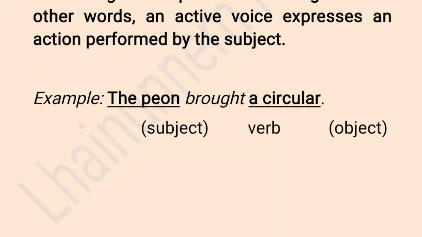Now let us see the example given there. The peon brought a circular. Here in this sentence, the subject, the peon, does an action of bringing the circular. So this is an active voice because it expresses an action which is performed by the peon, that is the subject. And the sentence also speaks about what the subject is doing.